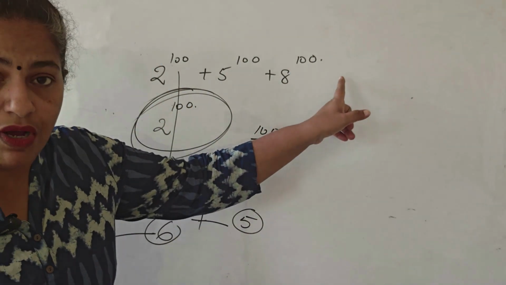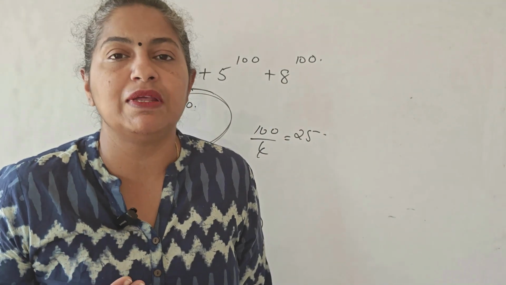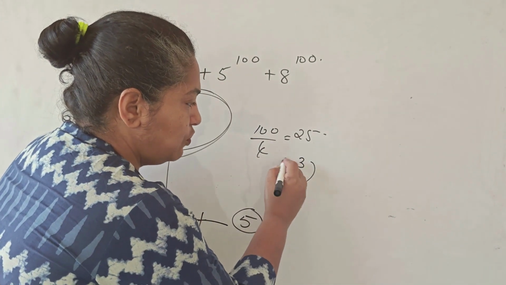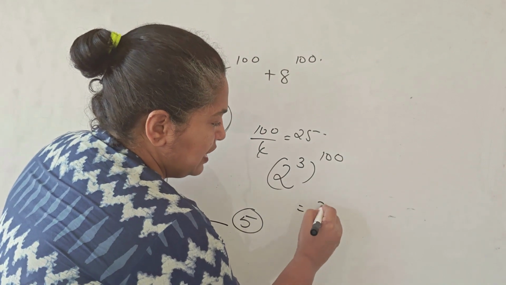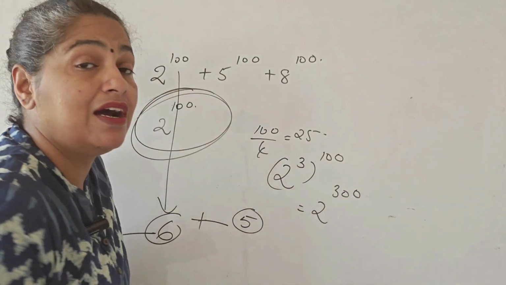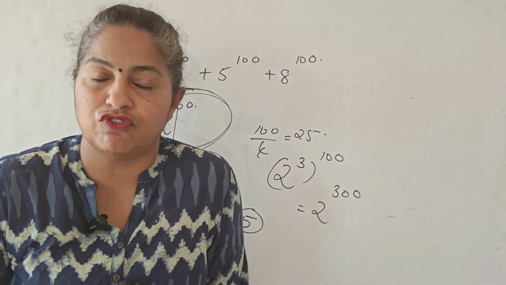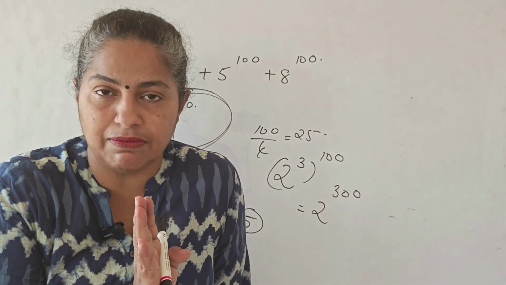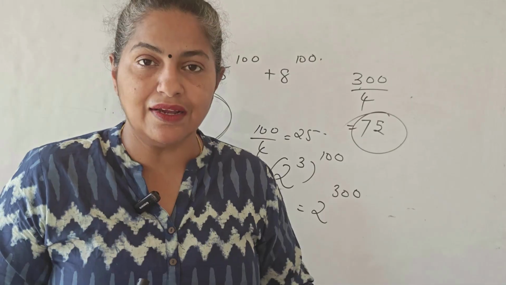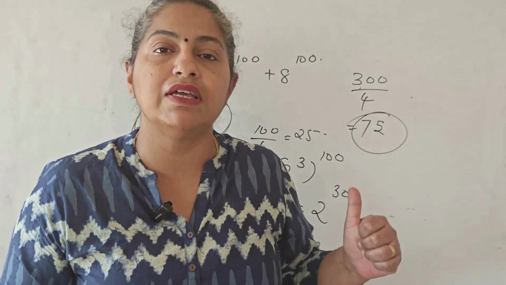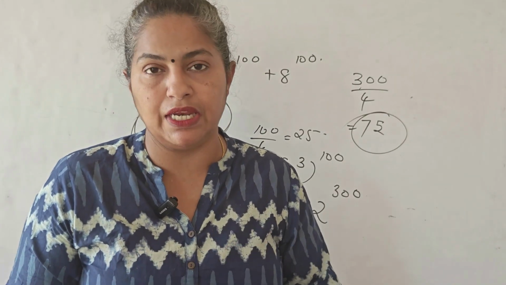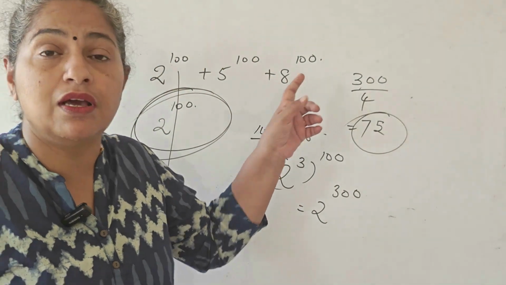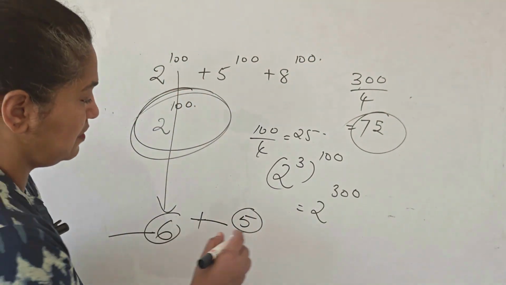Now 8 raised to 100. You can either check the multiplication table of 8 or you can write 8 as 2 raised to 3. This will give you 2 raised to 300. Now our task is to check whether 300 is divisible by 4. If it is not divisible by 4, what is the remainder? 300 is completely divisible by 4, giving us 75 as a quotient and 0 as the remainder. So the units digit in this particular number is also a 6.